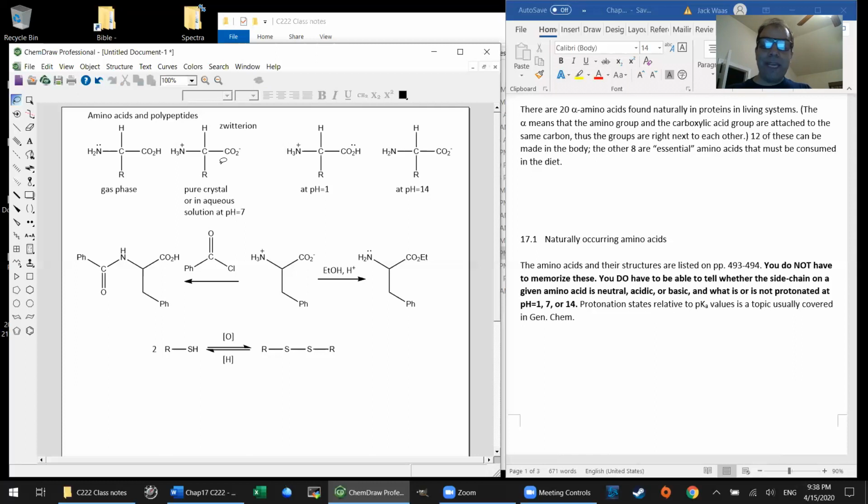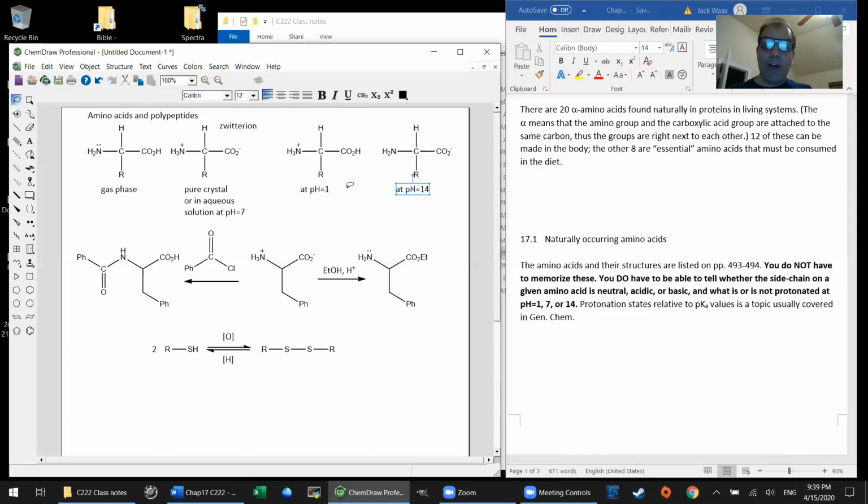Good, so that's at pH 7. What about at pH 1? Well, at pH 1, we're now quite acidic. That's pretty much as acidic as you can get in aqueous solution. Oh, what have I done here? I think I put a lone pair in midair over here. There we go, that's better.